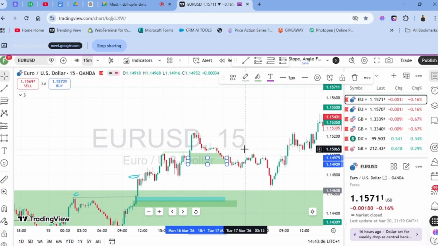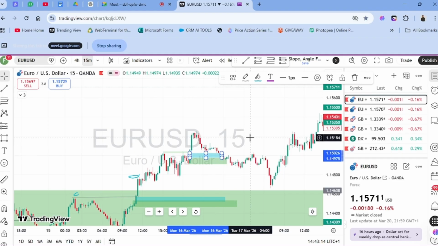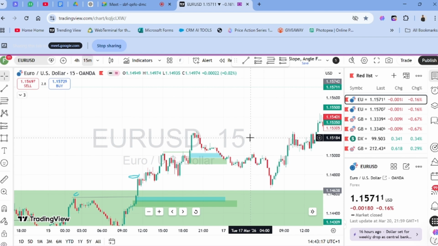Even this demand level now and the FEG, they are like an engulfing candle, like green engulfs the red. You can call it that. It's not always like that. It's just like a momentum move. You want to catch the momentum.